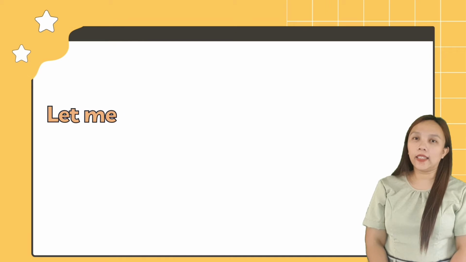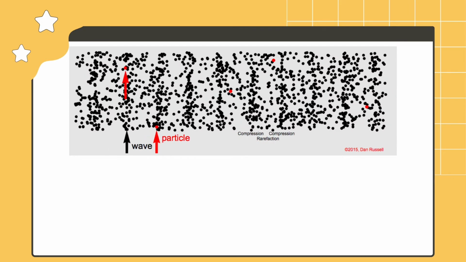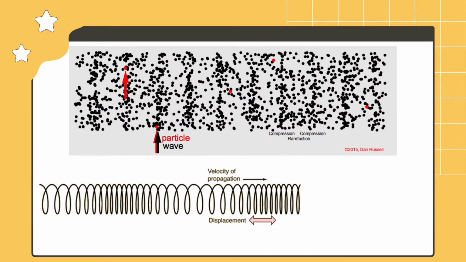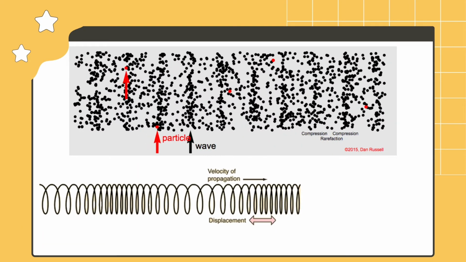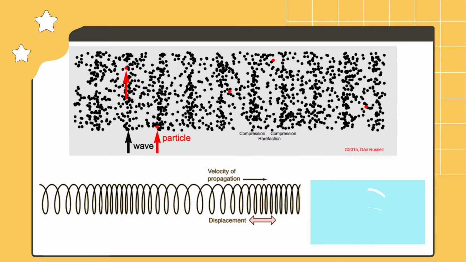But before that, let me test your understanding from our previous lesson. I have here an illustration in which the different types of waves are shown. All you have to do is to identify each type of wave and the motion of each wave.